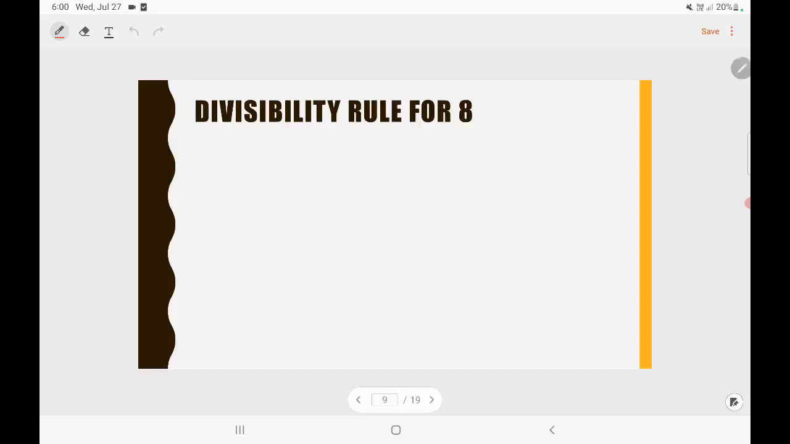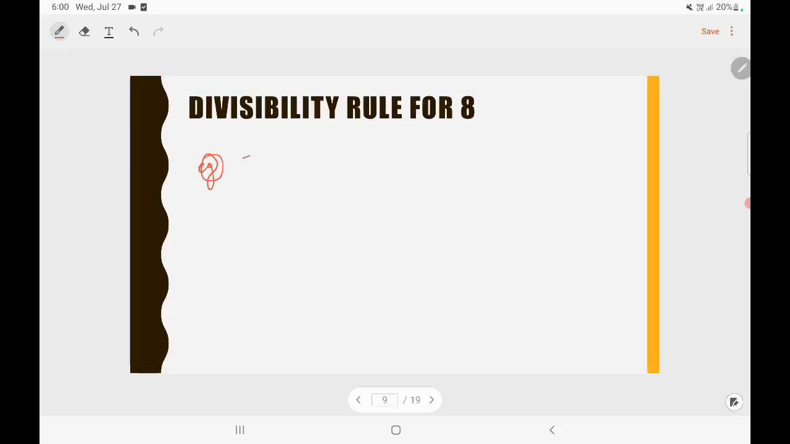Now we will move on to the divisibility rule for 8. The divisibility rule for 8 is similar to that of 4. But in 4, what we have done is we have taken the last 2 digits and checked whether they are divisible by 4. For 8 we need to take the last 3 digits and check whether that is divisible by 8.